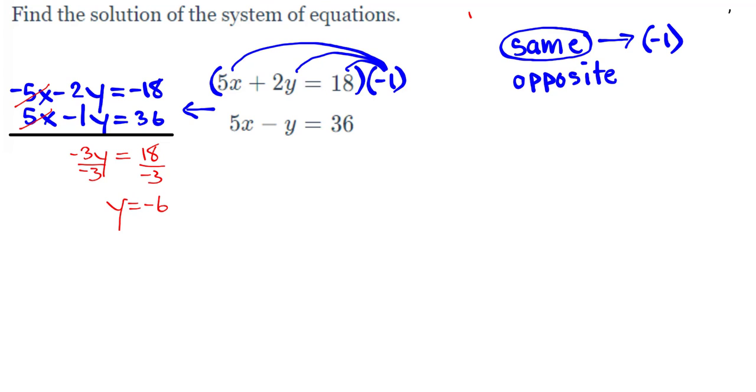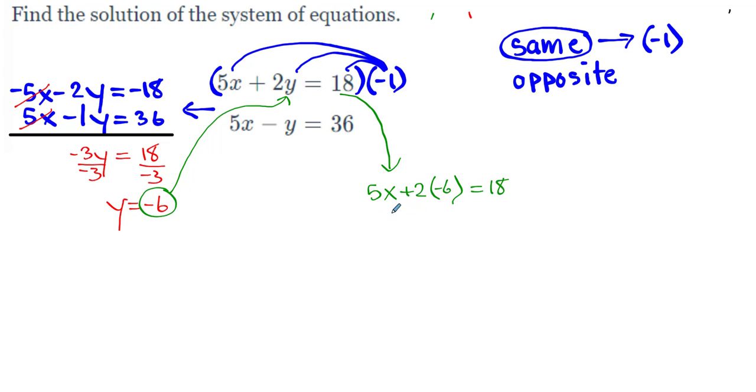Now that we know what our y value is, all we have to do is substitute this -6 in for y, either in the top equation or the bottom equation, and it really doesn't matter. I started with the top one, so I'm just going to go back to the top one. I'm going to rewrite this equation over here: 5x plus 2, parentheses. Notice the parentheses. This is where I'll substitute -6 in for y, because our equation said y equals -6, equal to 18.